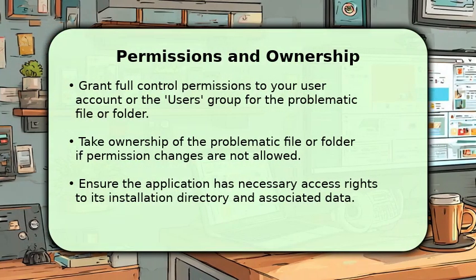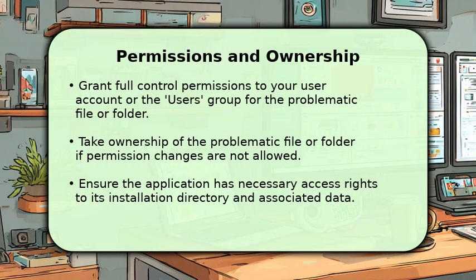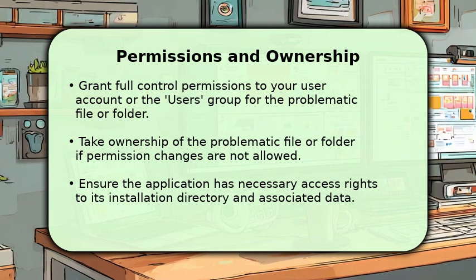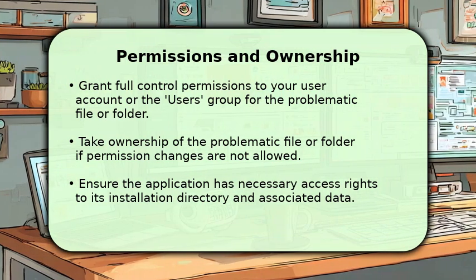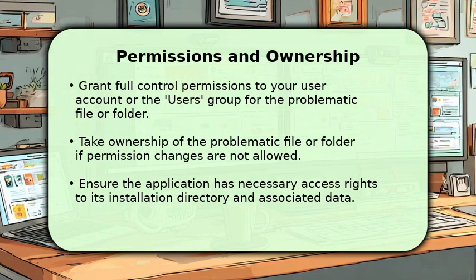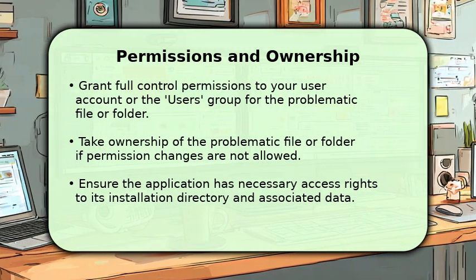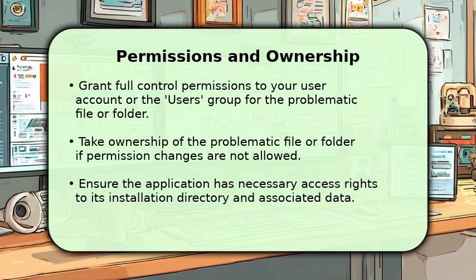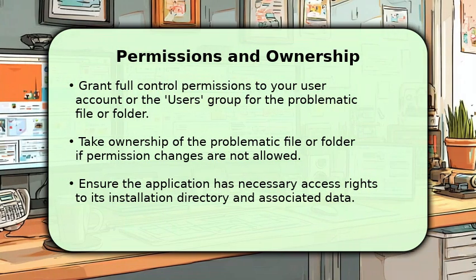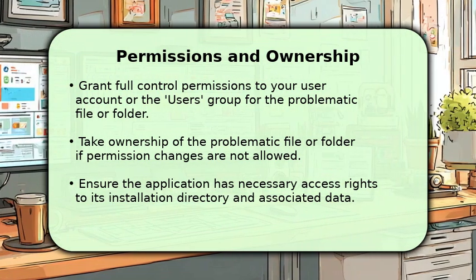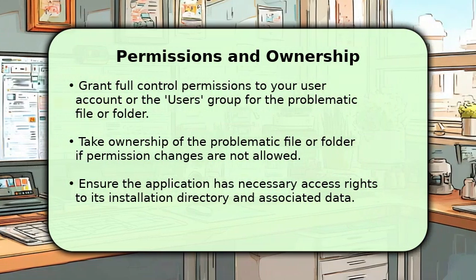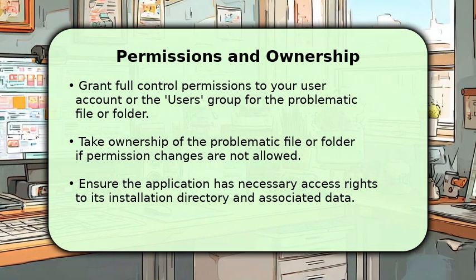Often, error code 5 stems from insufficient file or folder permissions. To address this, navigate to the problematic file or folder, right-click and select Properties. Go to the Security tab, click Edit, and grant full control to your user account or the users group. If that doesn't work, you might need to take ownership of the folder first. This ensures the application has the necessary access to operate correctly, preventing further access denied messages.